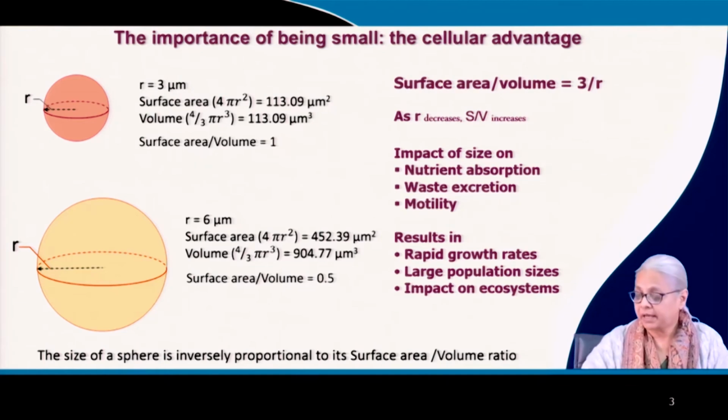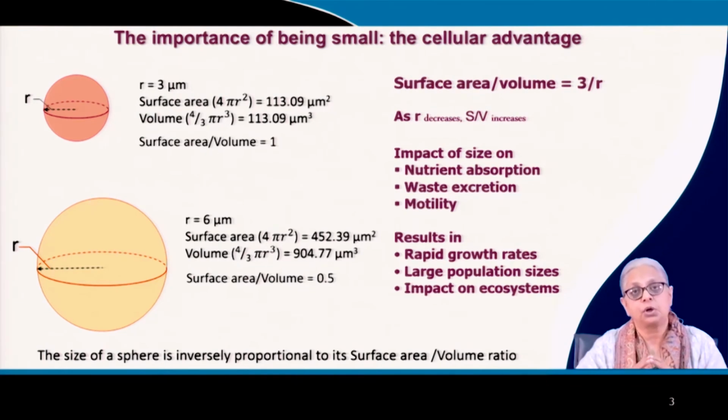So what I have here is an illustration of a coccoid cell. We'll come to more details about that later, but for starting, just to get an idea of the nature of being small and how it works, we're taking a sphere. We're assuming that our bacterial cell is a simple sphere. Now we can make any assumption. You can say the radius is 1 micron, or 3 microns, or 6 microns.